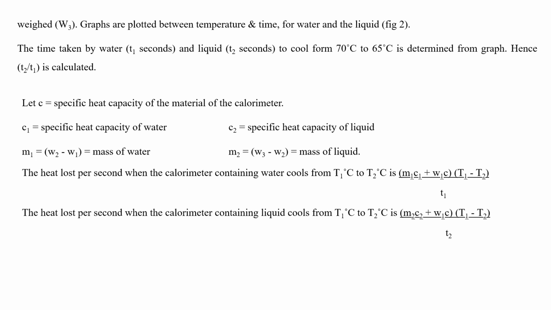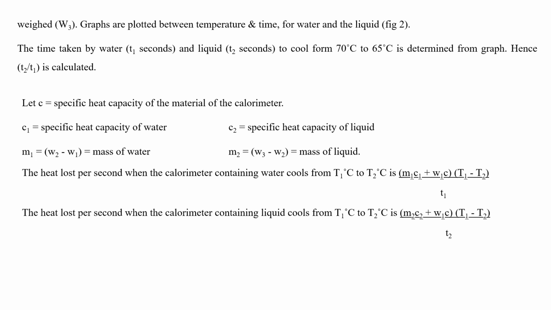Graphs are plotted between temperature and time. We take the readings from 80 to 55 degrees Celsius at 1 minute intervals for both liquids, and draw the graph for the two liquids: first water, and the other the liquid, oil. The time taken is T1 seconds for water and T2 seconds for the liquid to cool from 70 to 65 degrees Celsius. You can estimate this for both liquids, water and oil.